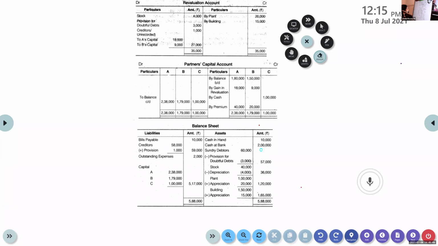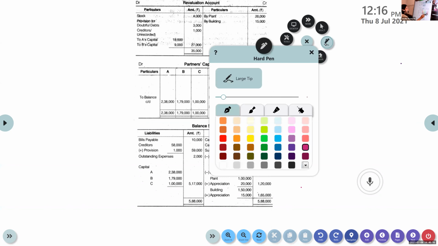Then stock 40,000. Depreciation is provided. So 40,000 minus depreciation 4,000. The value of stock is getting reduced. Okay, the asset value, stock value is getting reduced. That is depreciation. So stock 40,000 minus 4,000 in the outer column, it becomes 36,000.